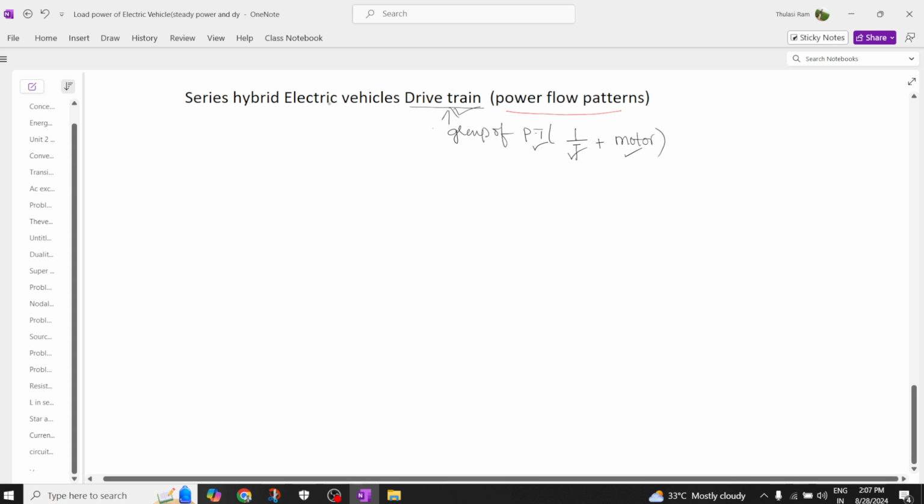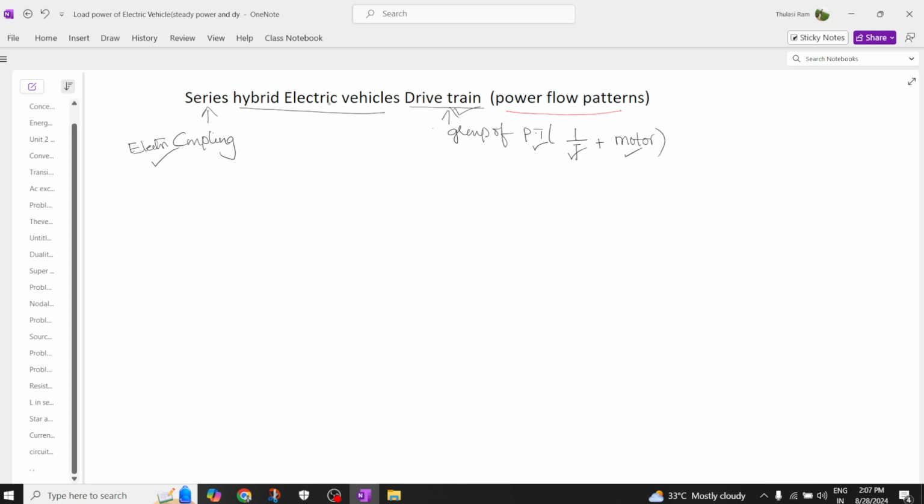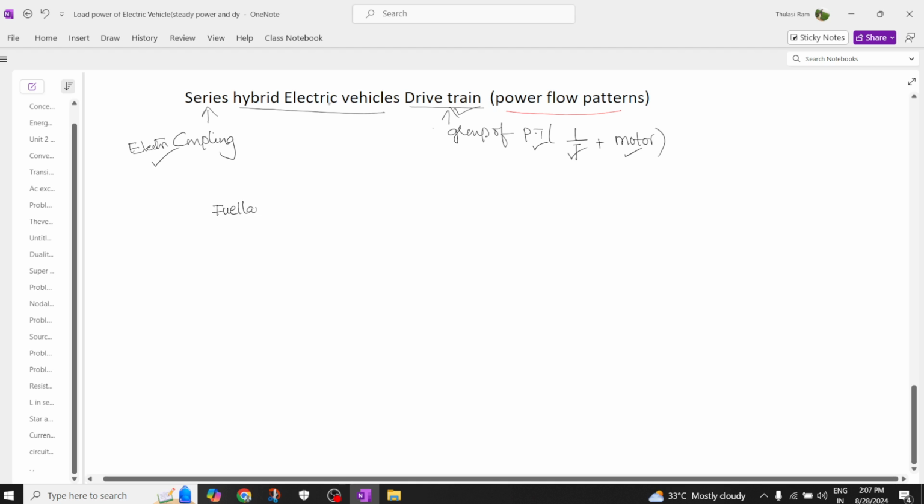Let us try to understand with the diagram. So we are going to construct this hybrid electric vehicle that consists of which coupling? Series coupling or series connection, and in the series connection we are going to have electrical coupling, an electrically coupled hybrid electric vehicle drivetrain, and we are going to see the different power flow patterns. Let's try to see each individual part. So basically you have a fuel tank to fill petrol and diesel, and the next part is nothing but the engine, and then this engine will give the mechanical output, and the next part is nothing but the generator.